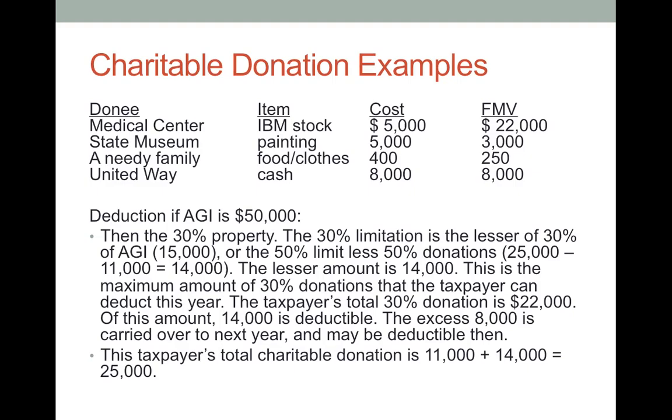We're not going to worry about the carryover for the exam. Don't worry about that. Just worry about how much you can deduct currently. So this taxpayer can deduct $11,000 in 50% donations and $14,000 of his 30% donation. So his total itemized deduction for charitable donations is $25,000. That's his maximum deduction, and he has an $8,000 carryover into the next year. And again, that carryover is because his 30% donation exceeds his 30% ceiling limitation.